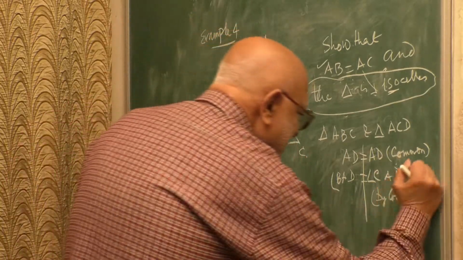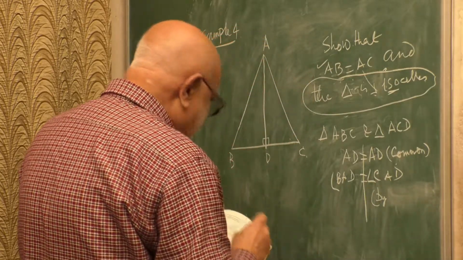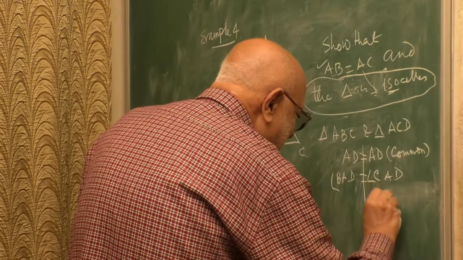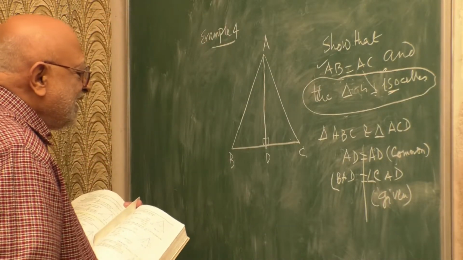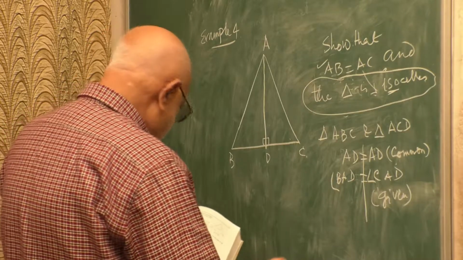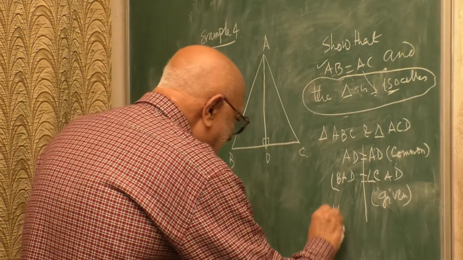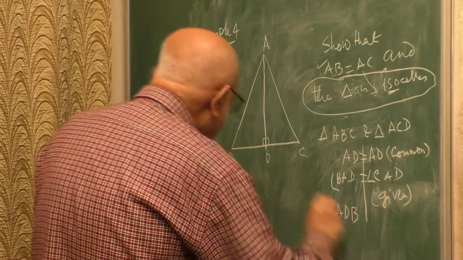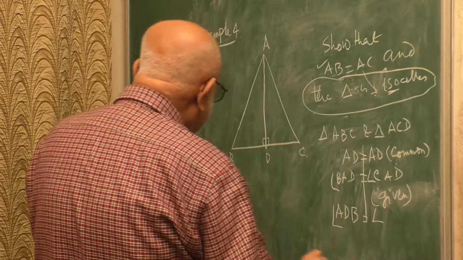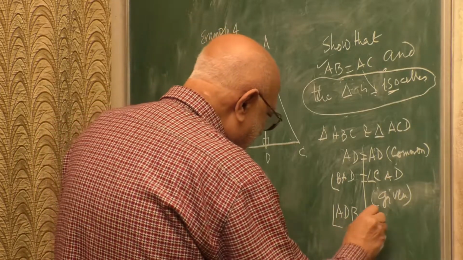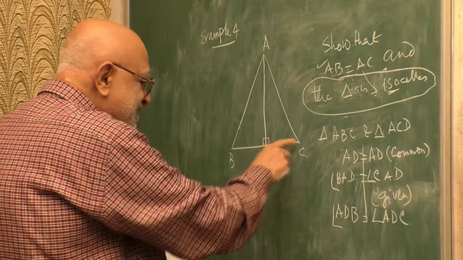No, this is given. It says bisector AD. This is also given, I have not done it. This is given because it's the bisector. Okay, and angle ADB is equal to angle ADC. This is also given.